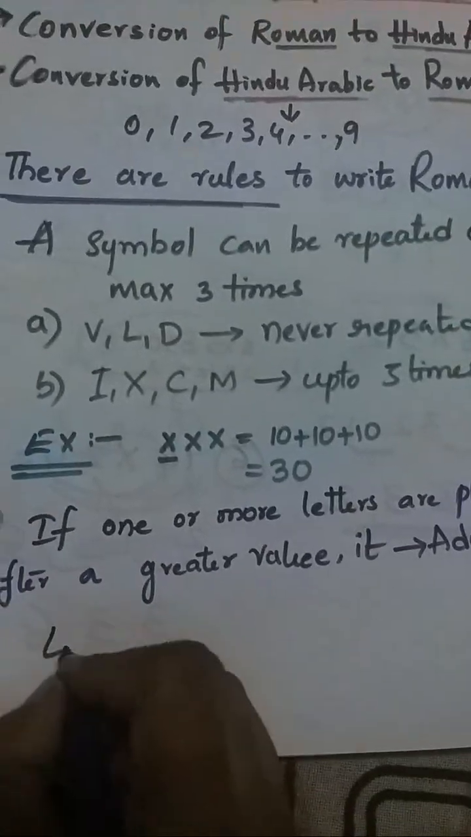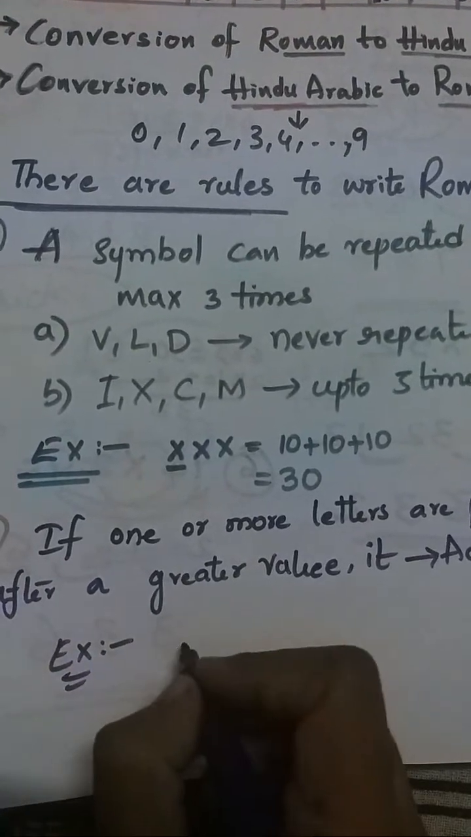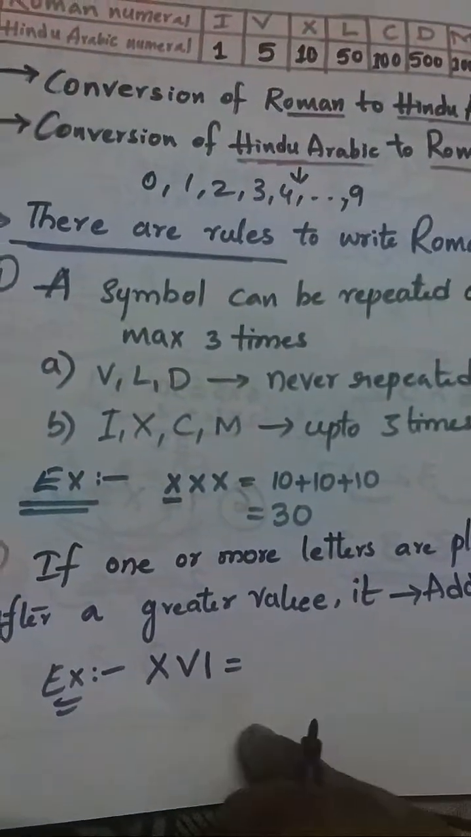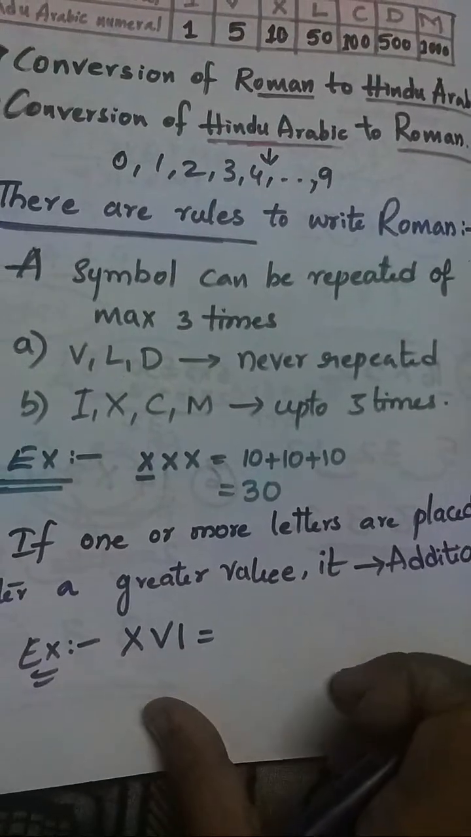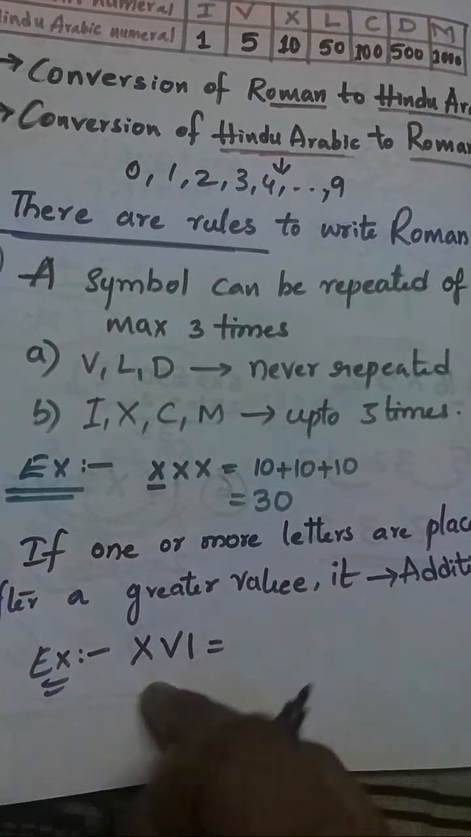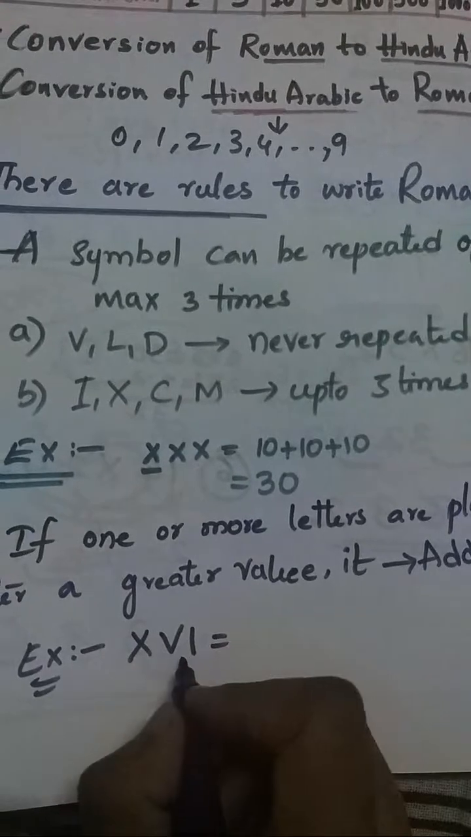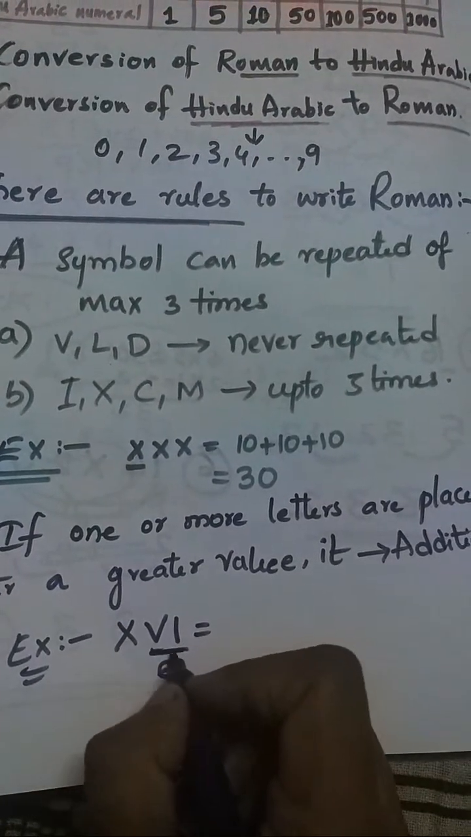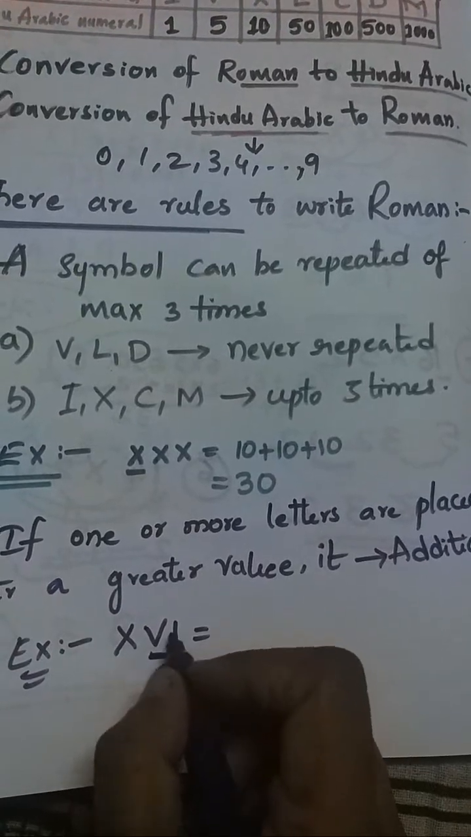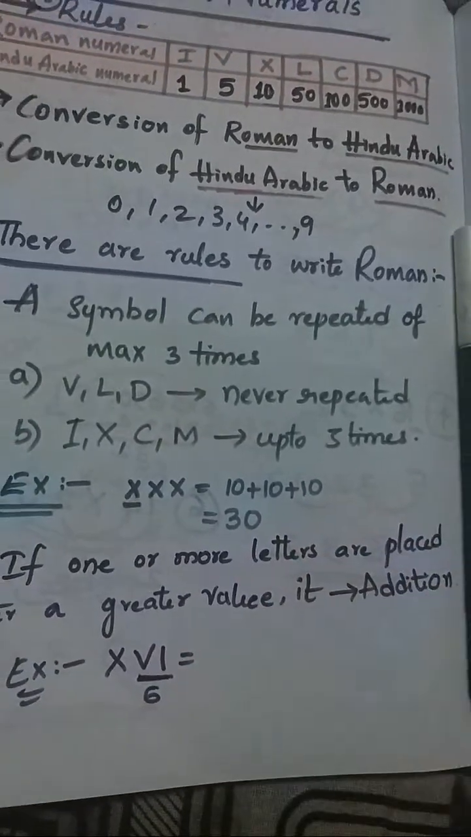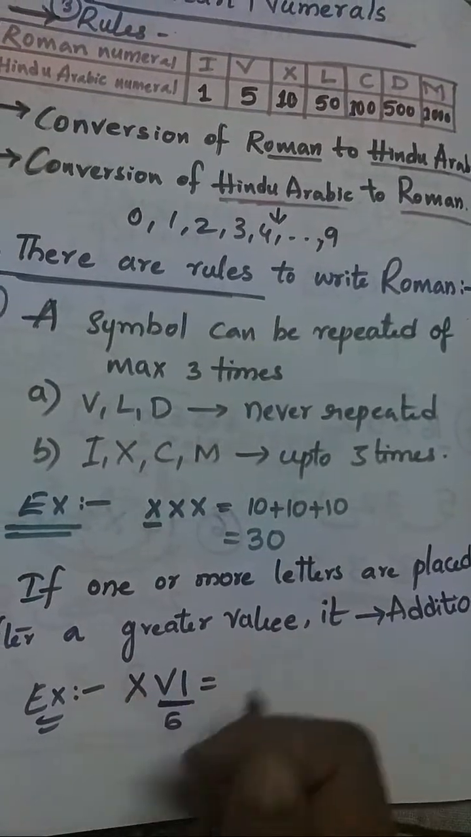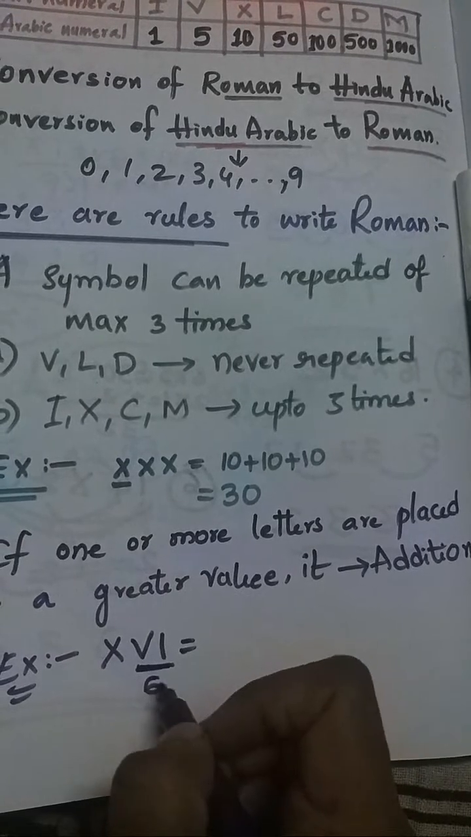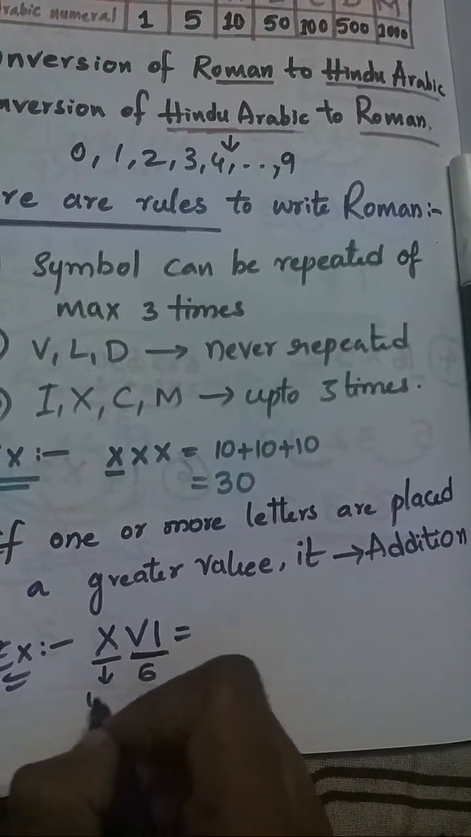For example, if you are given XVI like this, what Hindu Arabic number will you write? You may get confused about what to do next. Here this is 6. We already learned from small classes about Roman numerals from 1 up to 10. In that, 6 is this one, we identify 6 easily, and this is 10.